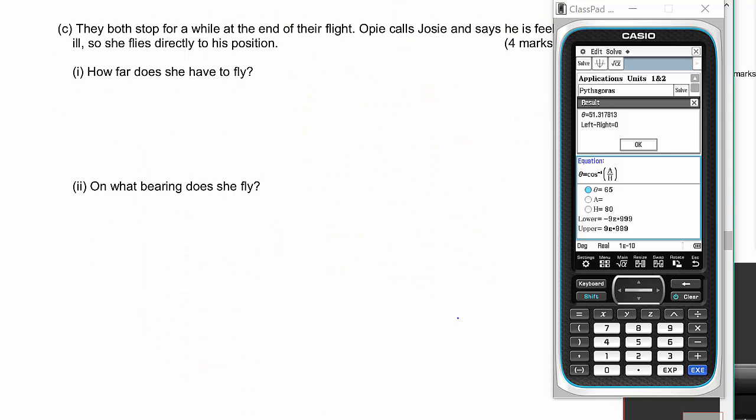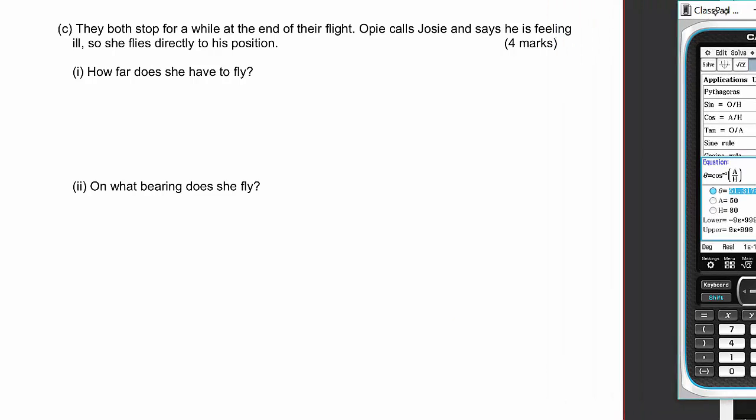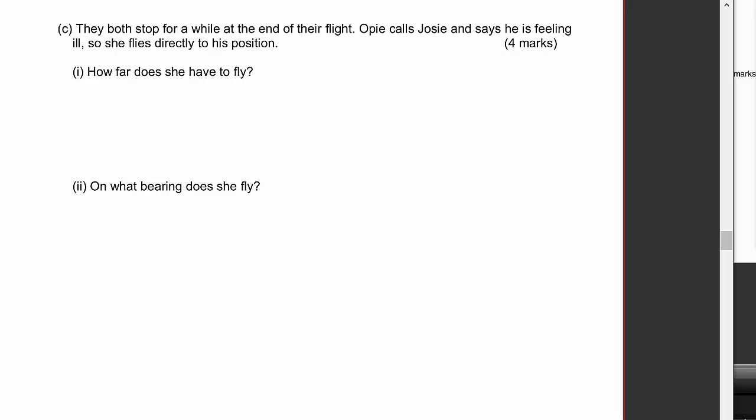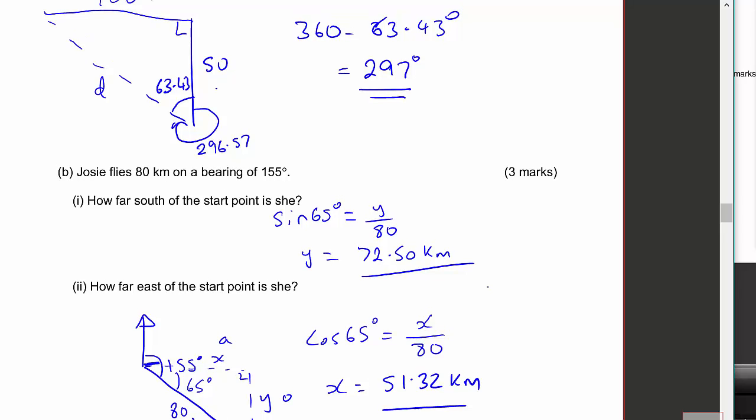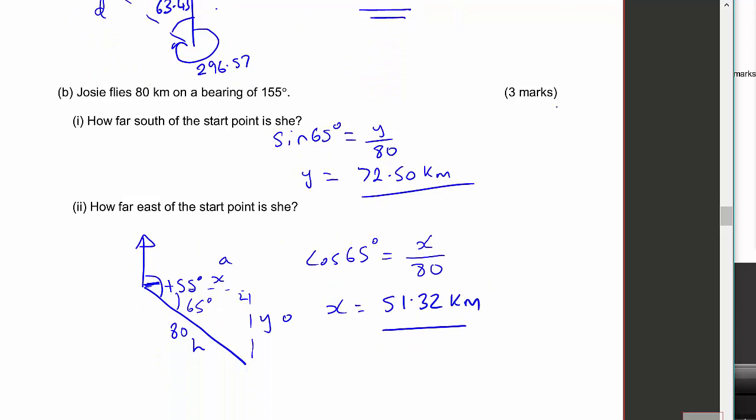Now, finally, we're told they both stop. Just get rid of the calculator for a second. At the end of their flight, Opie calls Josie and says he is feeling ill, so she flies directly to his position. How far does she have to fly, and on what bearing does she fly? So we need some information from above. Let's think about where Opie is. He's over here.